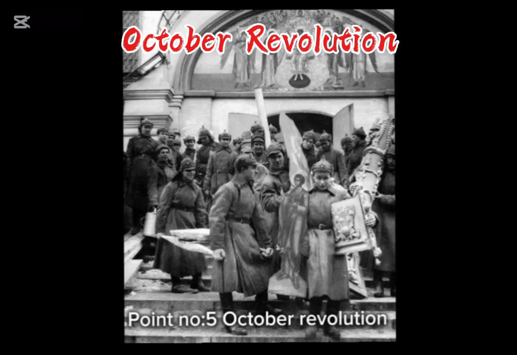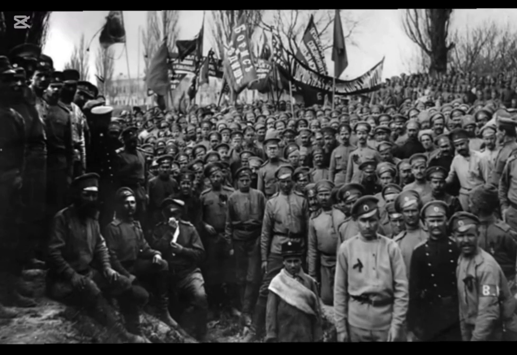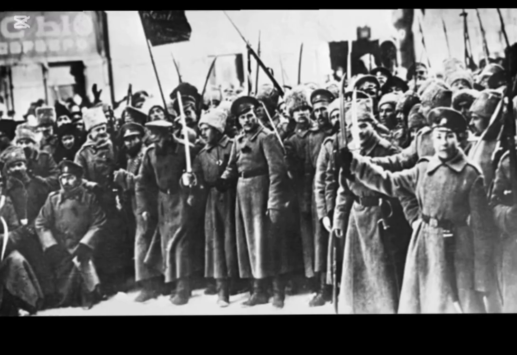October Revolution. The moment everyone has been waiting for, the October Revolution. In October 1917, according to the Julian calendar, the Bolsheviks, with Lenin at the forefront, seized key governmental buildings in Petrograd. The Bolshevik Party, led by Lenin, seized power in a coup known as the October Revolution. They denounced the provisional government and called for the transfer of power to the workers and peasants. The Bolsheviks, supported by the Red Guard and the Soviets, overthrew the provisional government, establishing a socialist state.